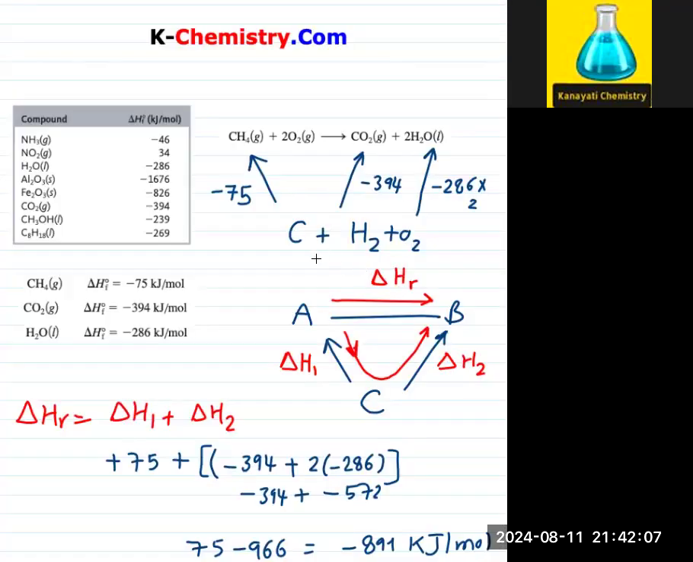So now I was able to find the delta H of the reaction, or delta H of the combustion here, from the delta H of formation. Just to simplify, what did we see here?